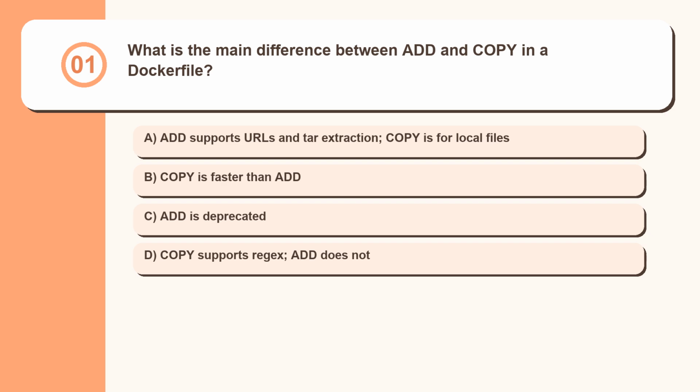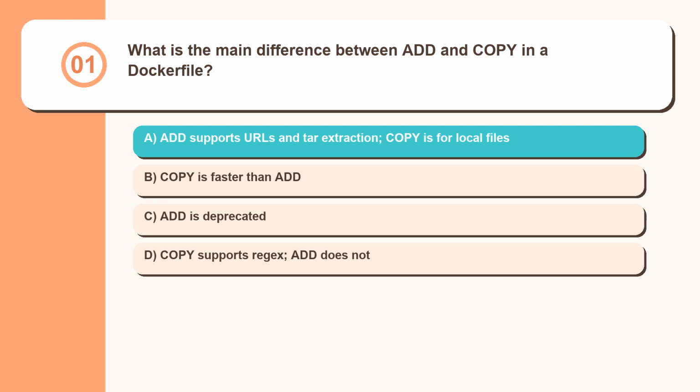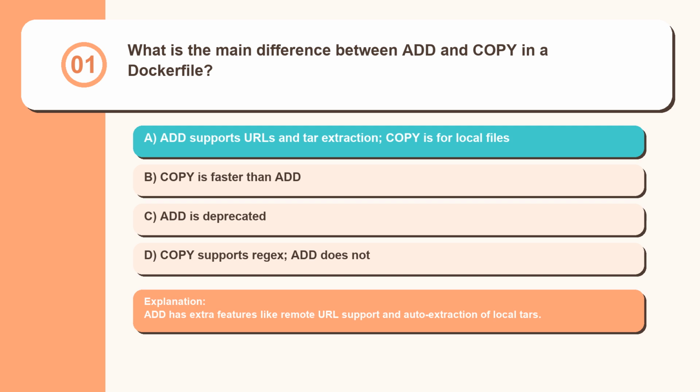Question 1. What is the main difference between ADD and COPY in a Dockerfile? ADD supports URLs and tar extraction. COPY is for local files. COPY is faster than ADD. ADD is deprecated. COPY supports regex, ADD does not. ADD has extra features like remote URL support and auto-extraction of local tars.